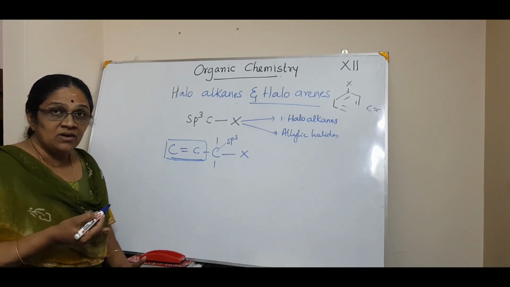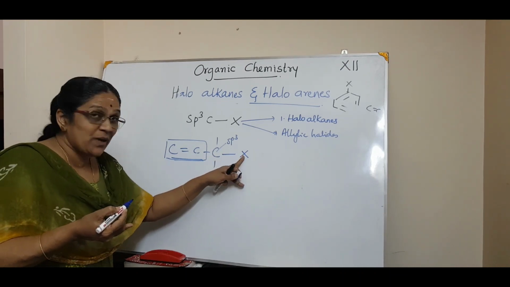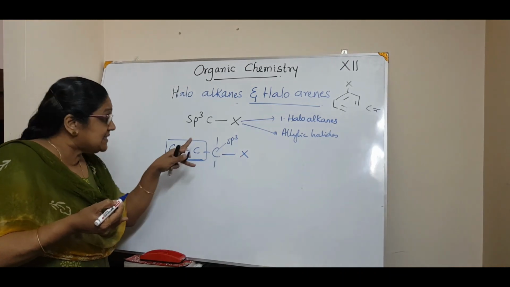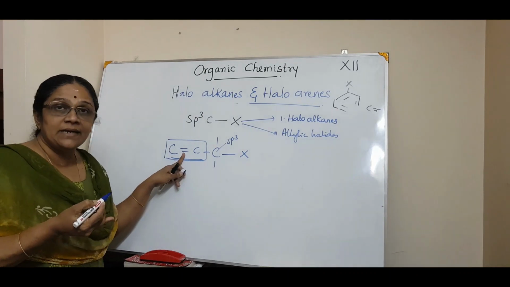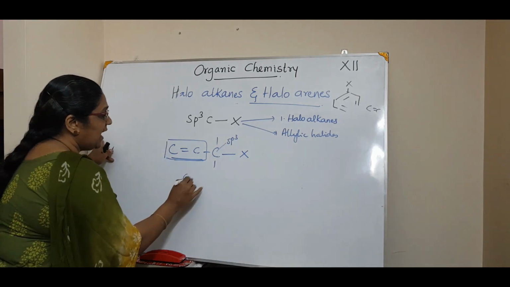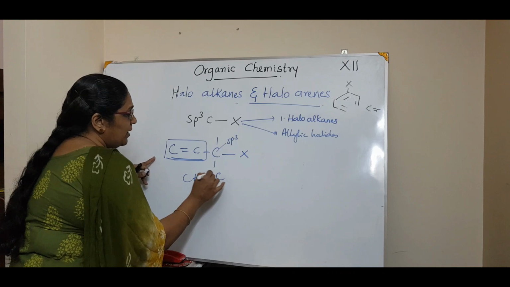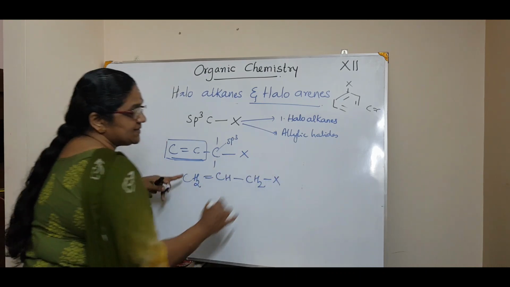You understood? What is allylic? Allylic means the carbon atom which is attached to a halogen atom, the adjacent carbon atom must be having a carbon-carbon double bond. Clear? For example, I can write CH2=CH-CH2X.